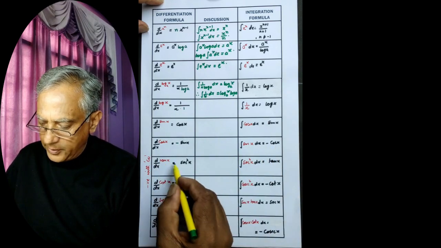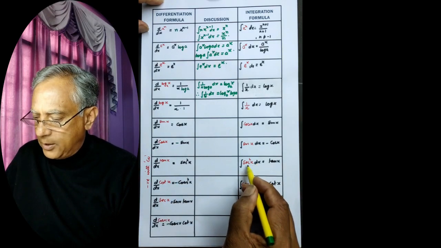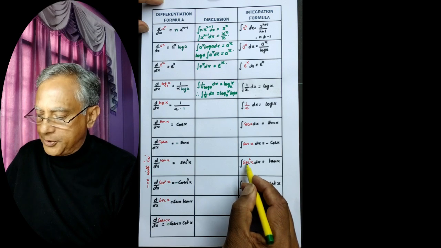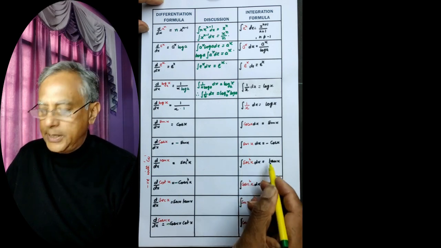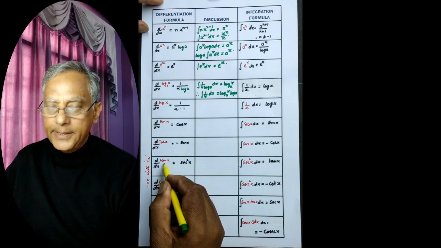And dy/dx of tangent x is secant square. So integration of secant square x. What is that function whose differentiation is secant square x? That function is tangent x. So integration of secant square x is tangent x.